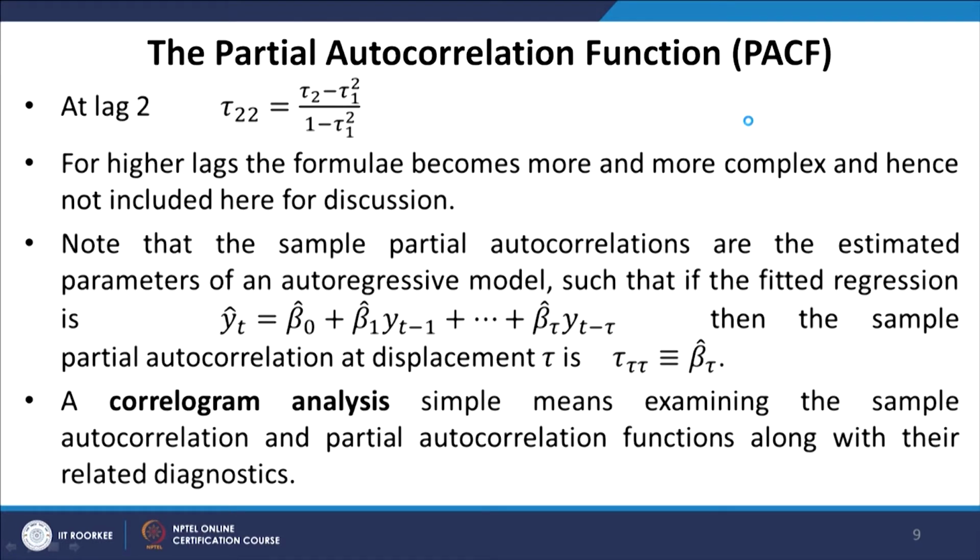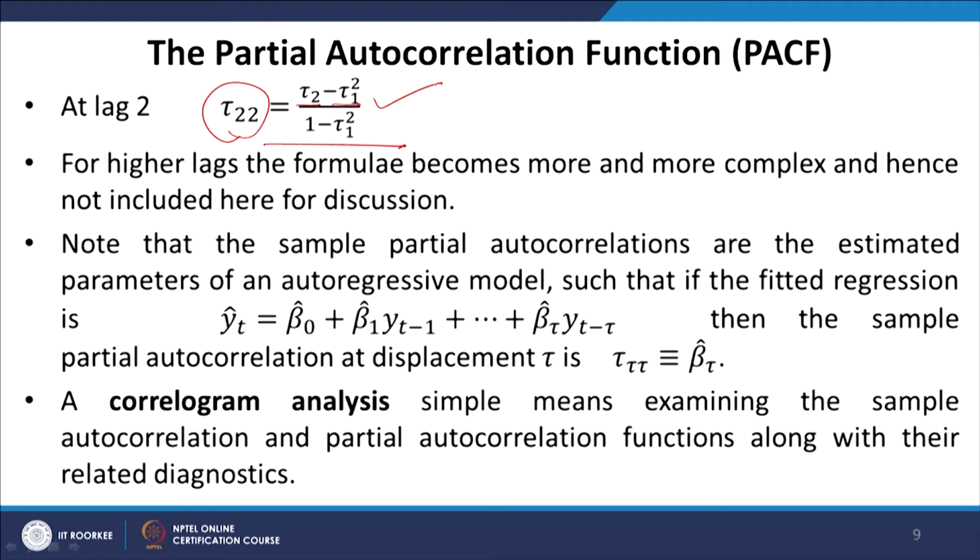At lag 2 we have the autocorrelation denoted by tau 2 and this is how the partial autocorrelation is calculated: tau 22 equals tau 2, the autocorrelation between the current observation and the observation at lag 2, minus tau 1 square, which is the square of the first autocorrelation, divided by 1 minus tau 1 square. Now, how do we arrive at this formula? For higher orders this is actually complex and that is why it is kept outside the discussion. For higher lags the formula becomes even more complex and hence is not included here for further discussion.